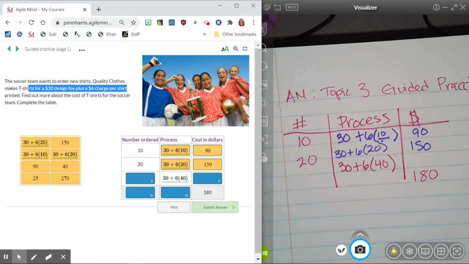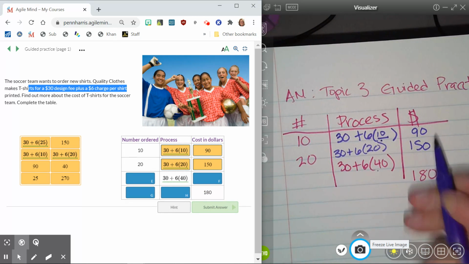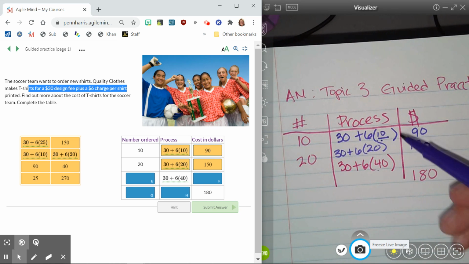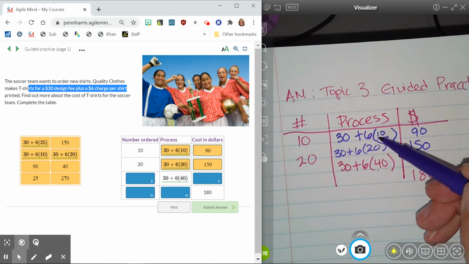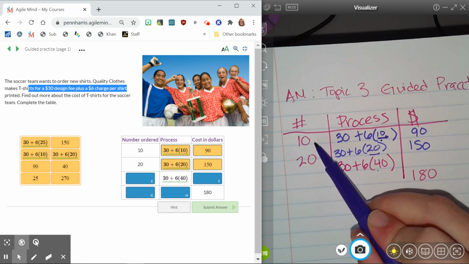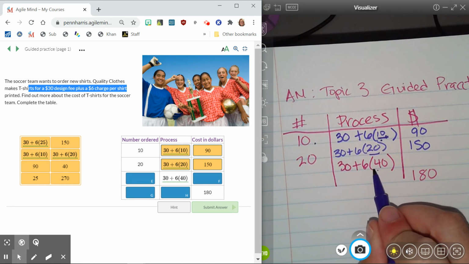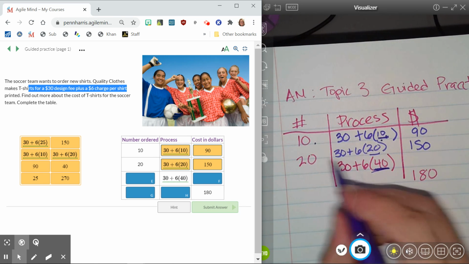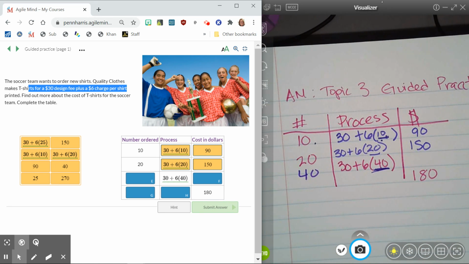Now this time they give us the process and they want us to figure out the number ordered. So if I look right here, guys, there's a couple ways that we can go through this. I see here that each blank we filled in corresponded with the number that we ordered. So I look right here to where we would have filled in a number, and that corresponds to the 40 that we're going to order. And again, we're going to go through that process of 6 times the 40 and add that $30 processing fee to give us $270 total.